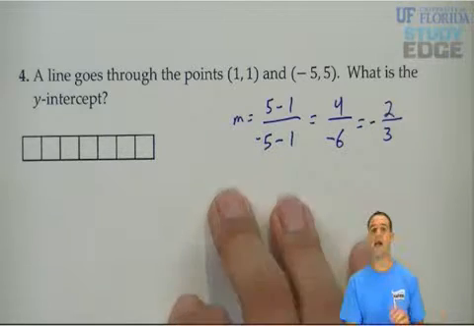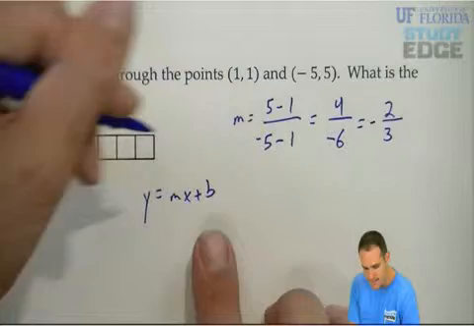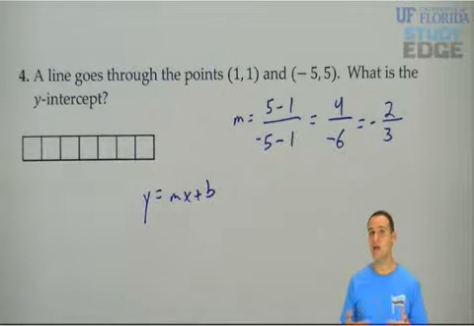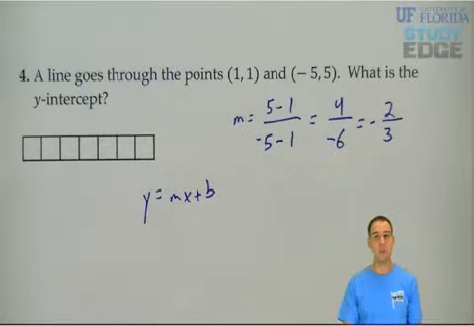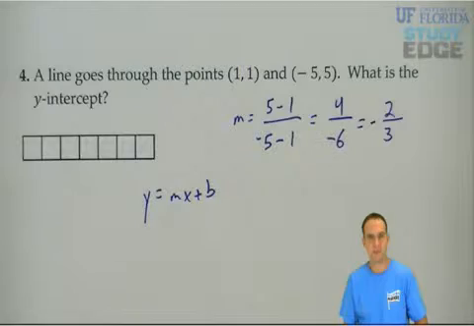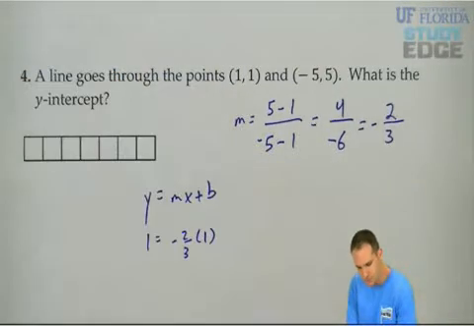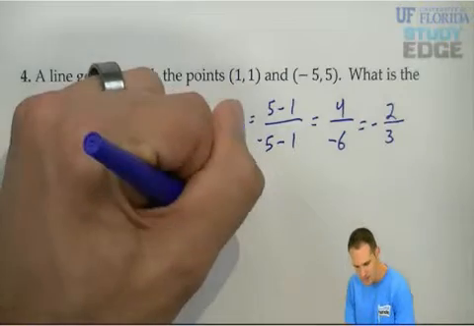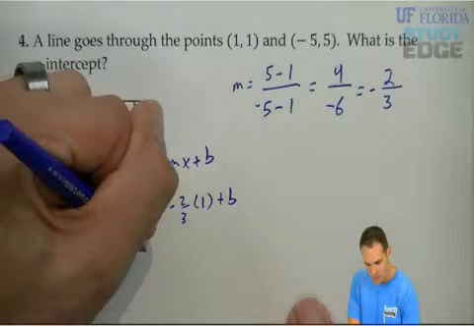And if all they want is the y-intercept, remember, for y equals mx plus b, b is the y-intercept, and that's the equation I would use for the y-intercept. Does it matter which point I choose? No! I'm going to choose the first one because 1 and 1 is so fun to plug into. Y is 1, the slope is negative 2/3, x is 1, solve for b, which will be the y-intercept.